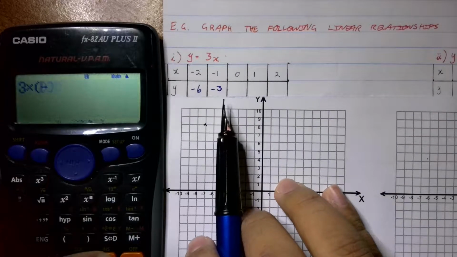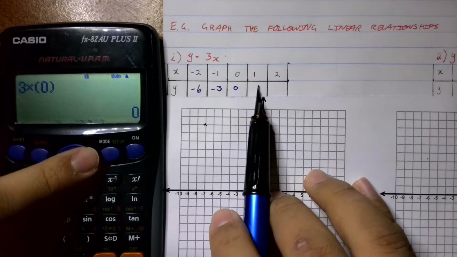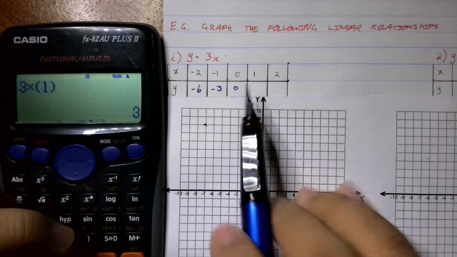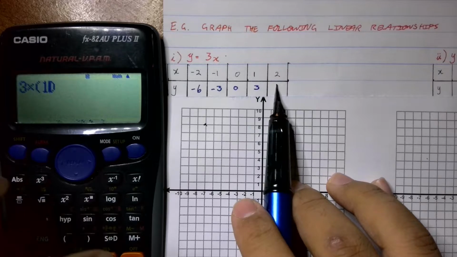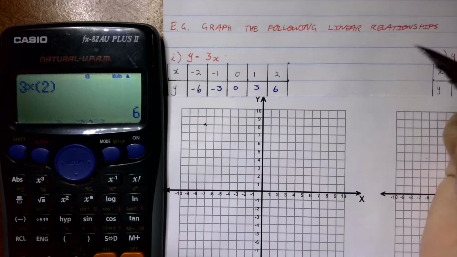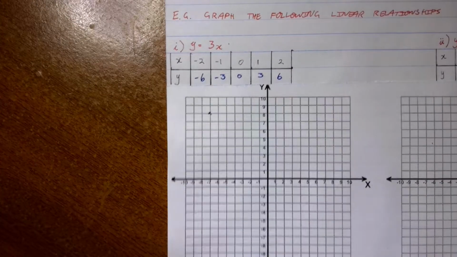This gives us 0. We're moving on to 1, which gives us 3. And moving along to the next one, 2 gives us 6. And now we need to plot these points onto our plane.